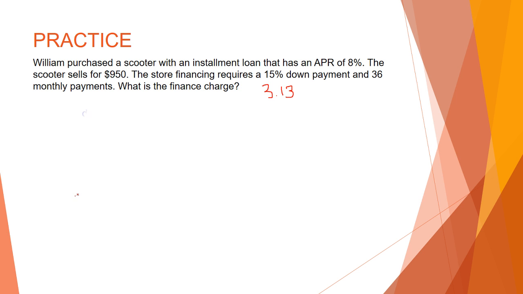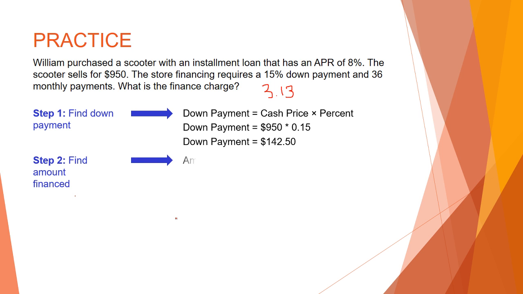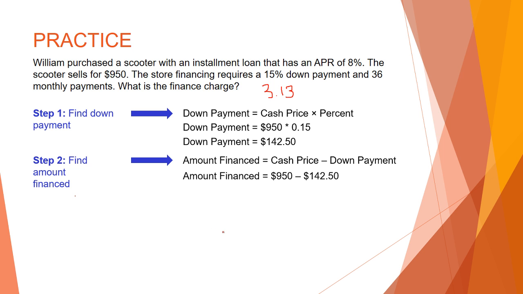Alright, so first step, find the down payment. Same thing, cash price times percent, so that is going to be $950 times 15%, which is 0.15. So the down payment is going to be $142.50. Next step, find the amount financed. Cash price minus down payment, giving us an amount financed of $807.50. So remember that number. We're going to use it in the next slide.